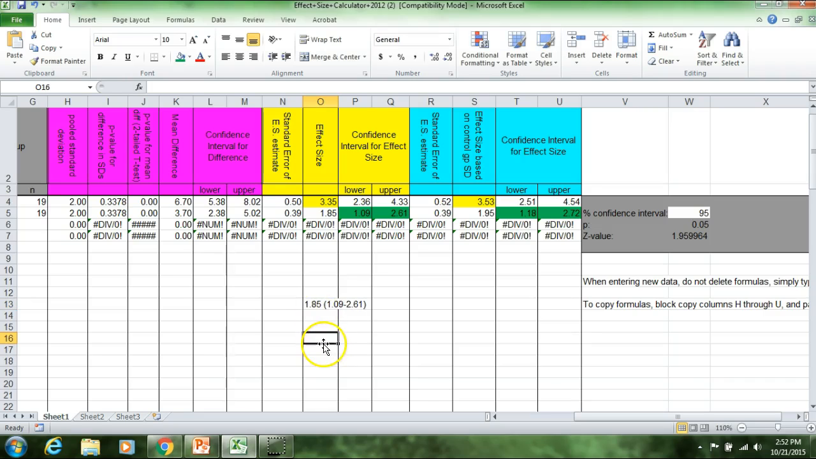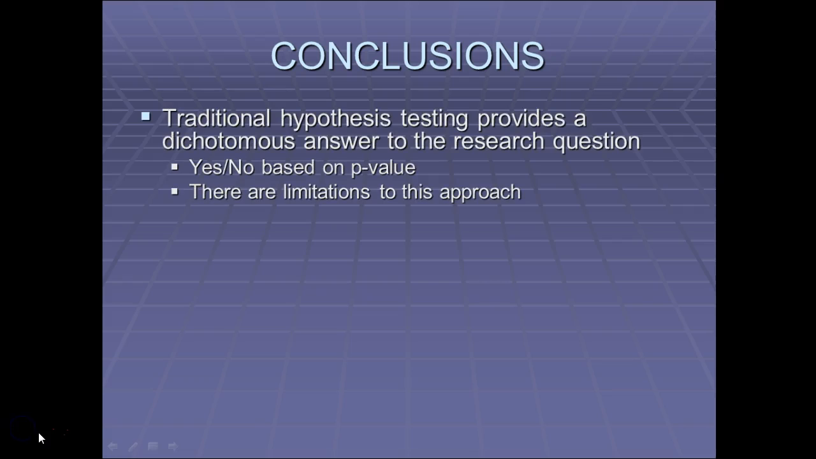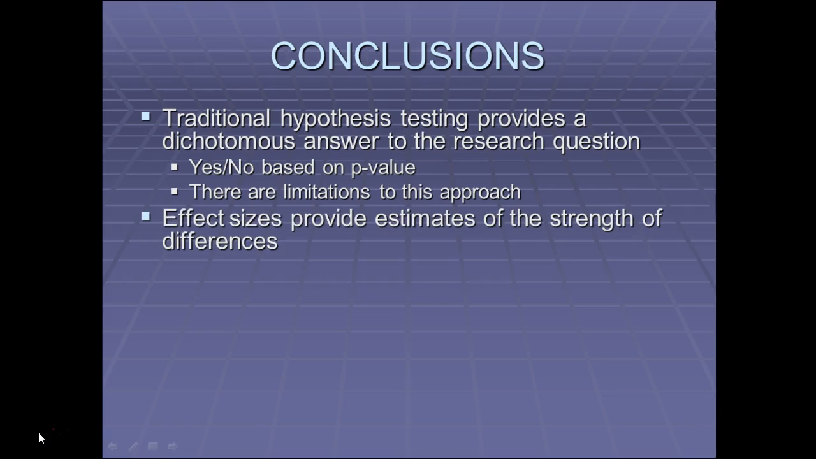Okay. So in conclusion, traditional hypothesis testing provides a dichotomous answer to your research question. Are there differences between the groups? You can answer yes or no based on whether you got a p-value that was less than or greater than 0.05, right? But there are limitations to this approach. The limitation is that it doesn't allow you to truly draw conclusions on the treatment effect, the intervention effect.